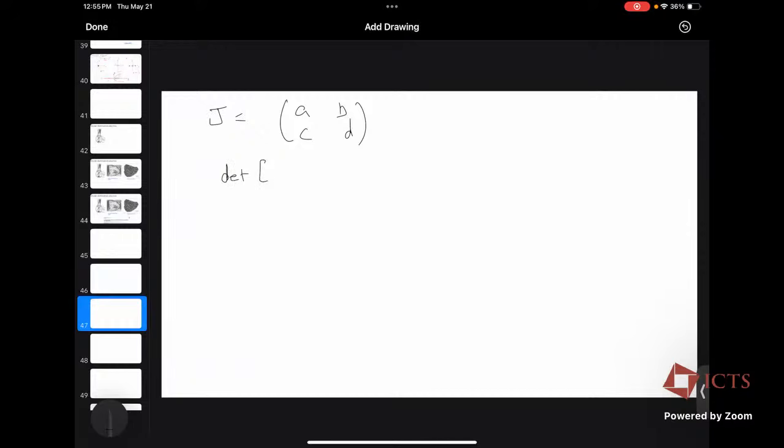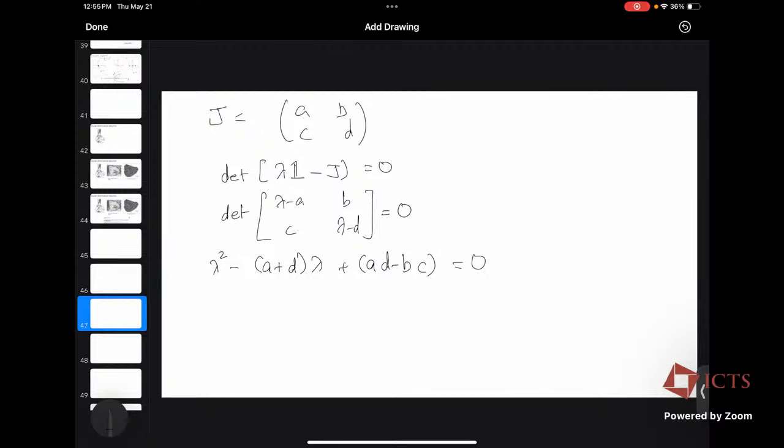The eigenvalues I can find by saying that the determinant of lambda times the identity matrix minus J is equal to 0, right? Which is to say that the determinant of the matrix with entries lambda minus A, minus B, minus C, lambda minus D is equal to 0, right? Okay, so if I just multiply this out and collect all the terms, what you'll find is that you get lambda squared minus (A plus D) lambda plus (AD minus BC) is equal to 0. I encourage you to write this out to ensure that this makes sense to you.